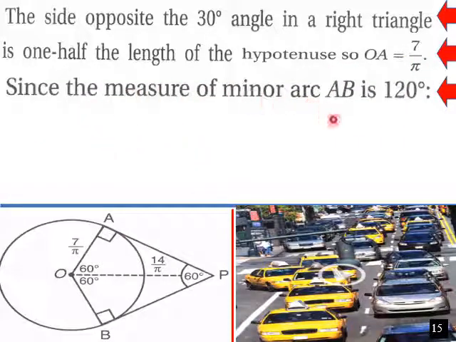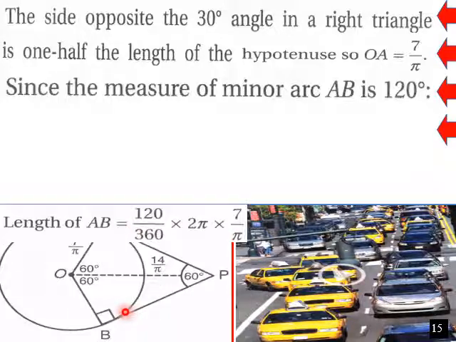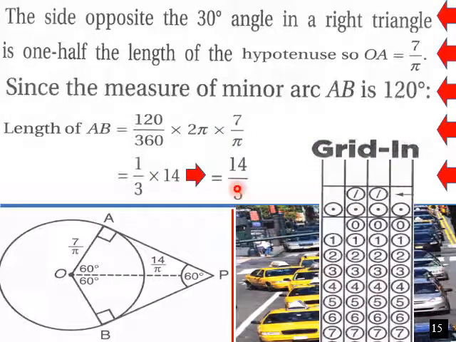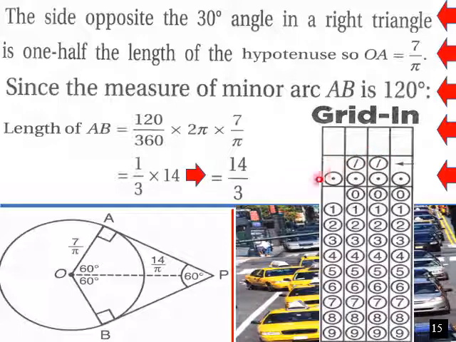Since the measure of the minor arc AB is 120, the length of AB equals 120 over 360 times 2 pi times 7 over pi. So this is 1/3 times, and then the pi's cancel. 2 times 7 is 14. So 1/3 times 14 equals 14 over 3. So we grid that in, 14 over 3.